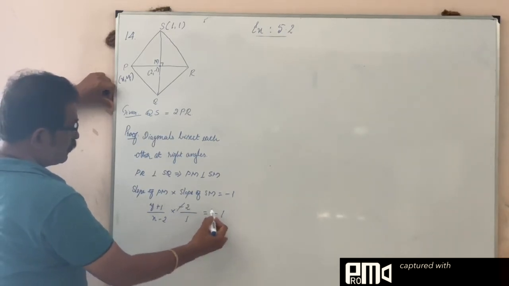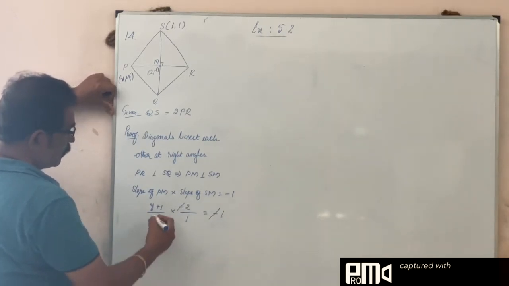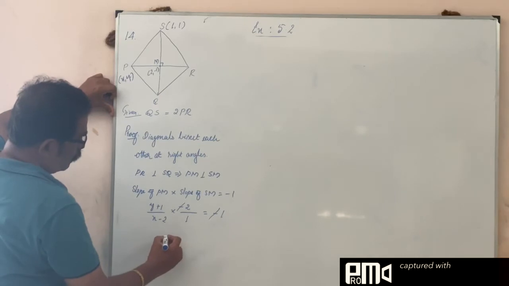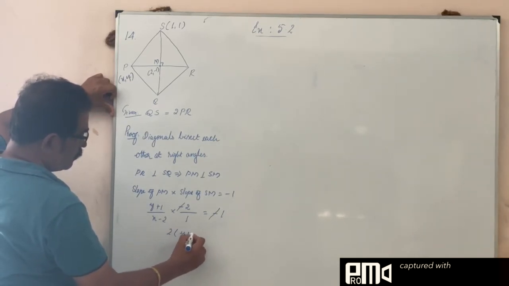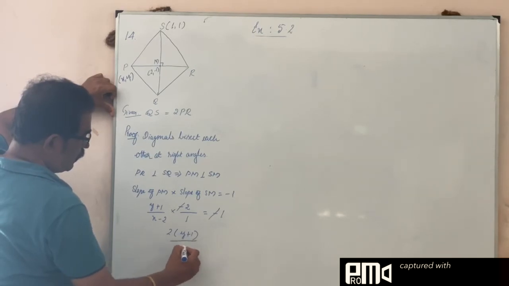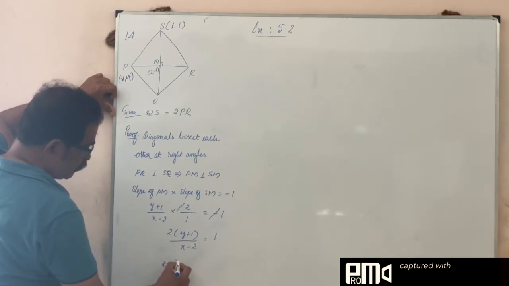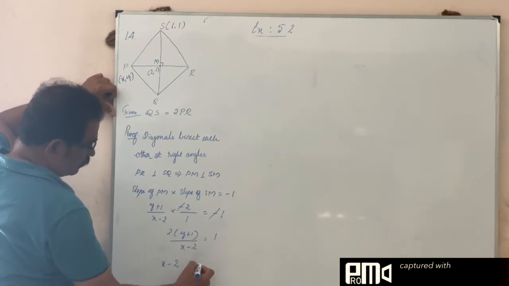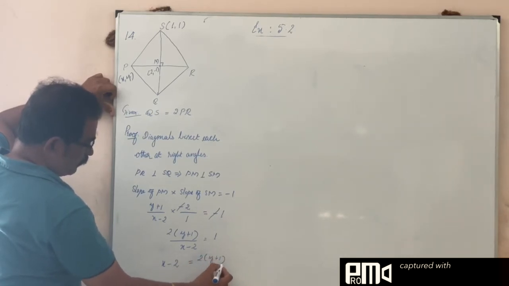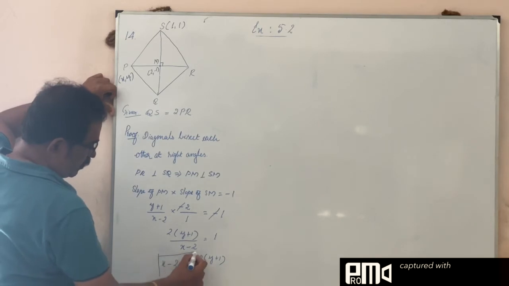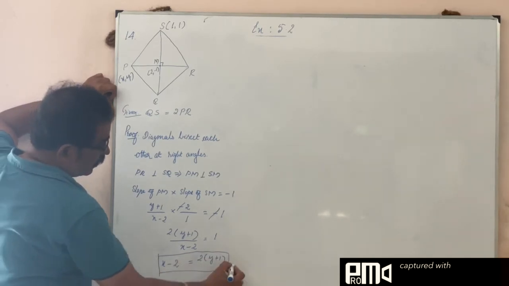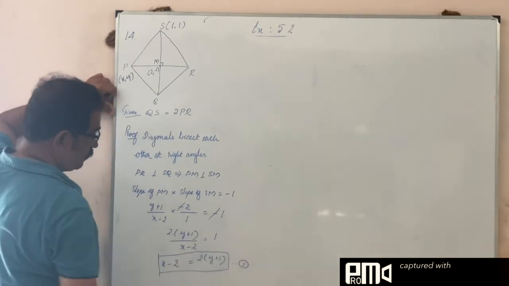We can cancel this minus and minus here. So you will get 2 into y plus 1 divided by x minus 2 is equal to 1. So on cross multiplication we get x minus 2 is equal to 2 into y plus 1. This is an important result. I keep this as equation number 1.